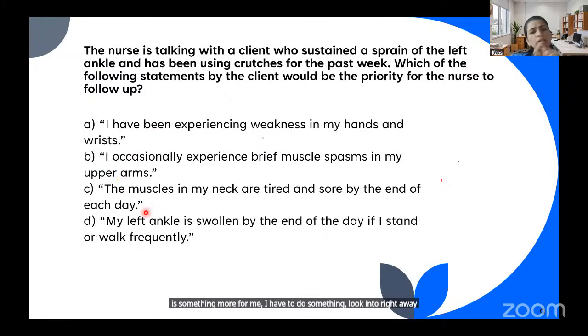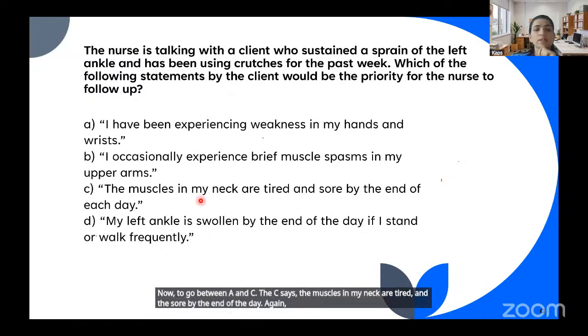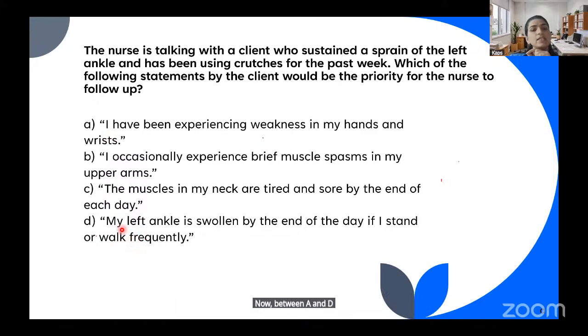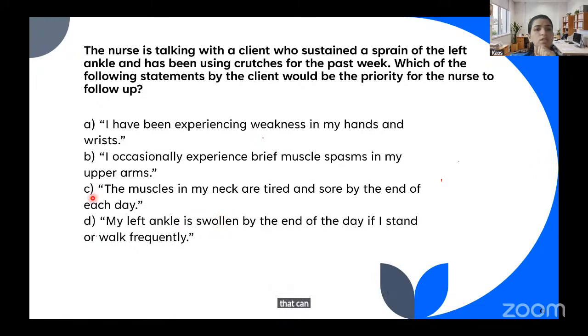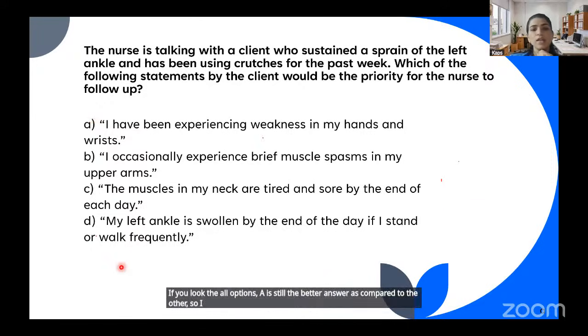Now go between A and C. The C says the muscles in my neck are tired and sore by the end of the day. Again, they can wait. This is not a medical emergency for me. I have to follow up right away as a first thing, right? Now between A and D, the D says my left ankle is swollen by the end of the day, right? Well, this is expected again if you stand or walk frequently. That can wait as well. So now if you look at all the options, A is still the better answer compared to the others. So I'll pick the answer number A in this case.